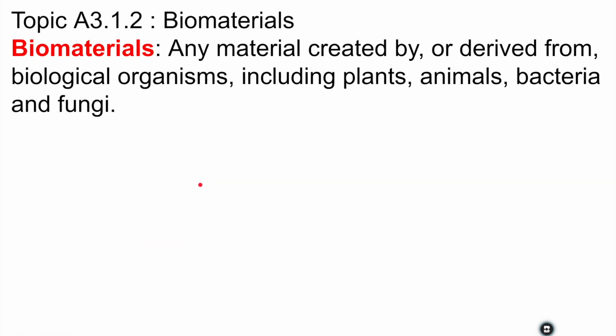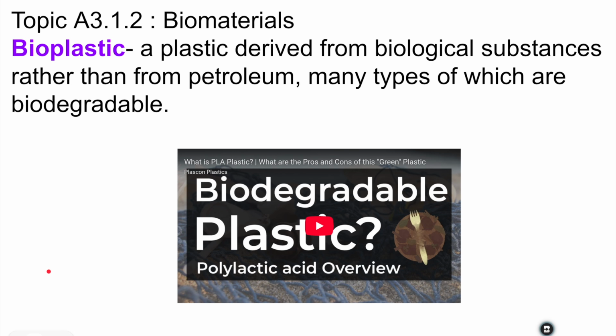So first of all, what is a biomaterial? It's any material created by or derived from biological organisms, including plants, animals, bacteria, and fungus. So for instance, an example of a biomaterial would be a bioplastic. So this is a plastic derived from biological substances rather than petroleum, many types of which are biodegradable.